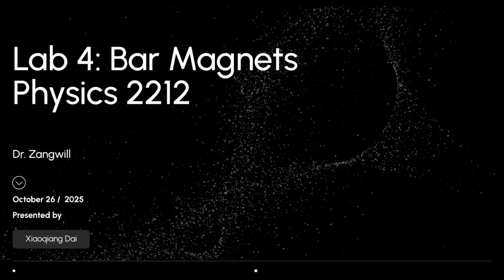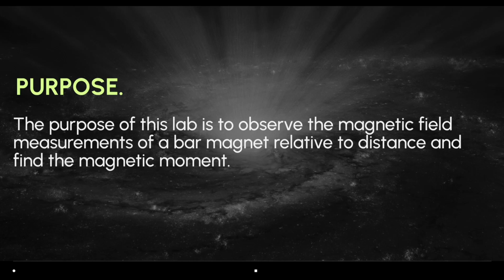This is my Lab 4 presentation on bar magnets for Physics 2. So the purpose of this lab is to observe the magnetic field measurements of a bar magnet relative to the distance and find the magnetic moment.